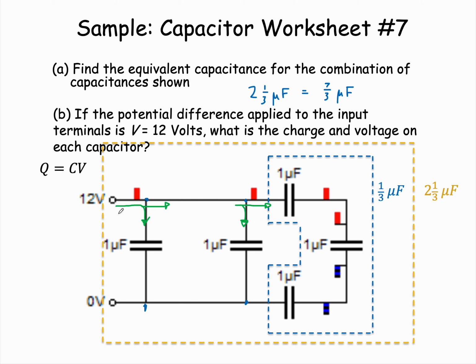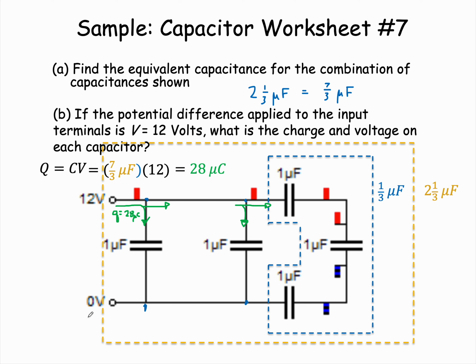But first of all, we got to figure out the total charge that's going to flow into this thing. Using this equation up here, plugging in those numbers, the total capacitance times the voltage we're working with, gives us 28 microcoulombs. That means there is 28 microcoulombs flowing in to this whole thing.